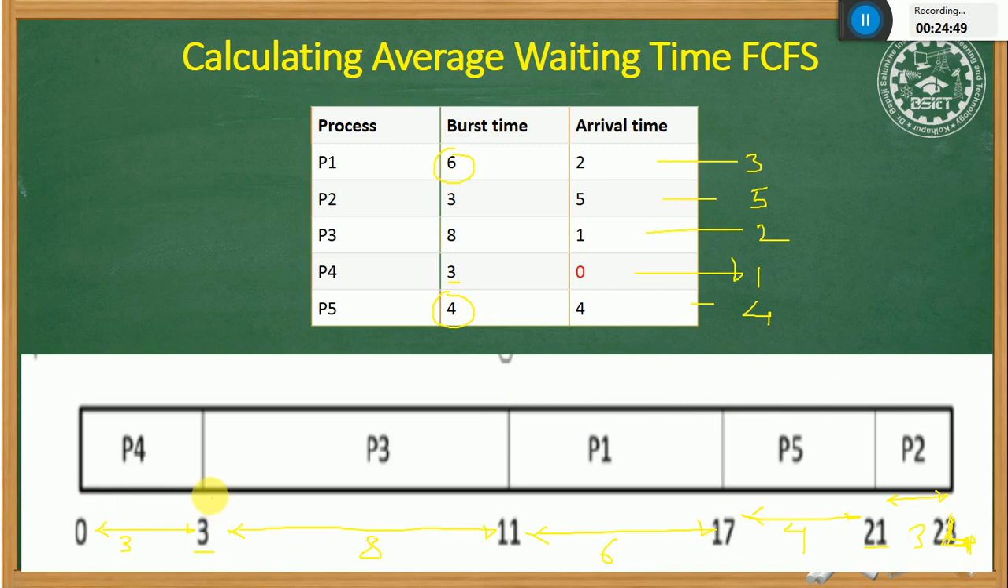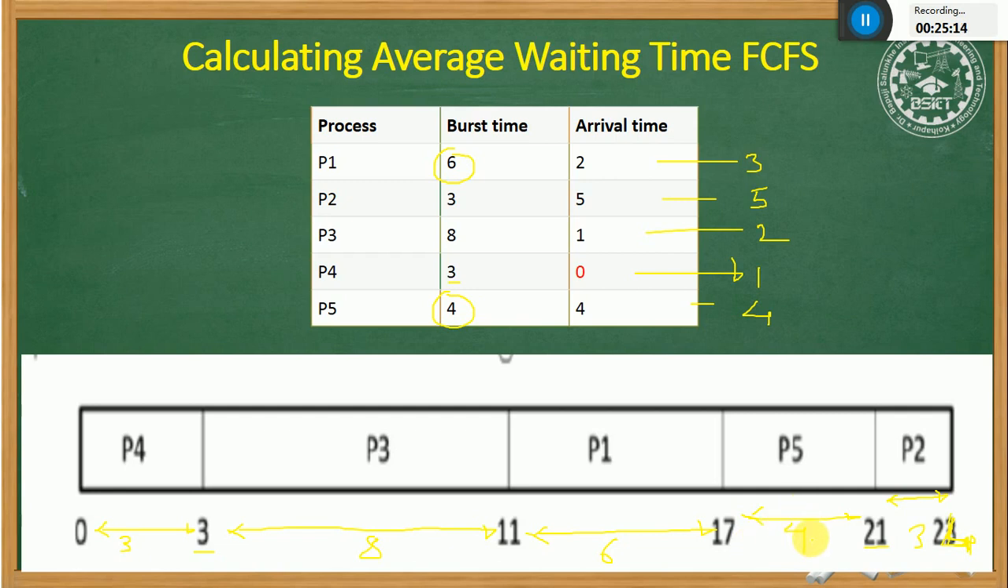After the 3 milliseconds, the next process which comes first is P3. It will utilize the CPU for 8 milliseconds, so it is in the CPU for 11 milliseconds. After the 11 milliseconds, the next process P1 will come. It will take the CPU for 6 milliseconds. So at the 17 millisecond, P1 will be terminated, and the next process P5 will be taken for execution.